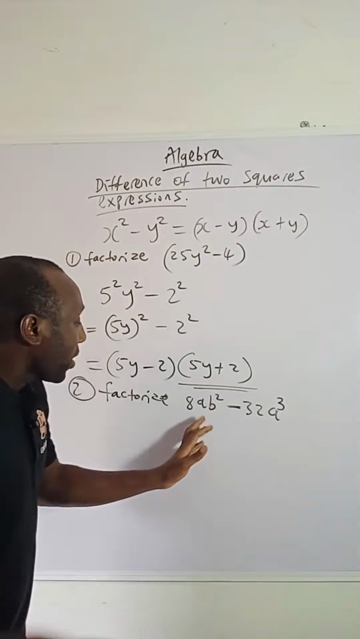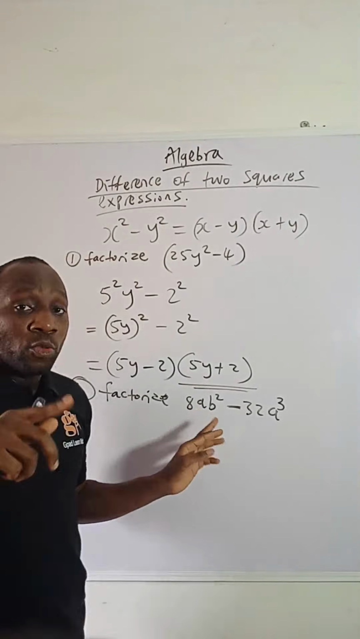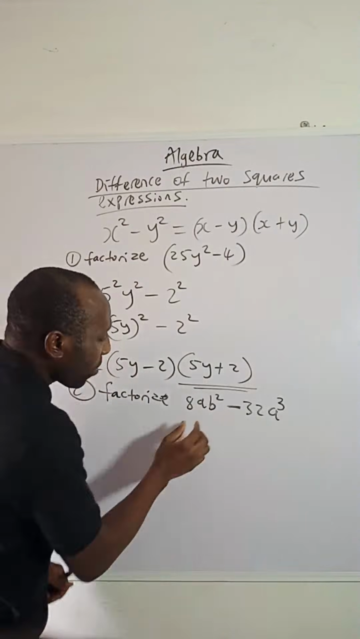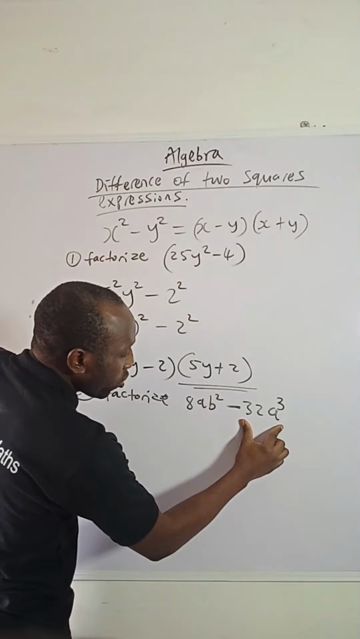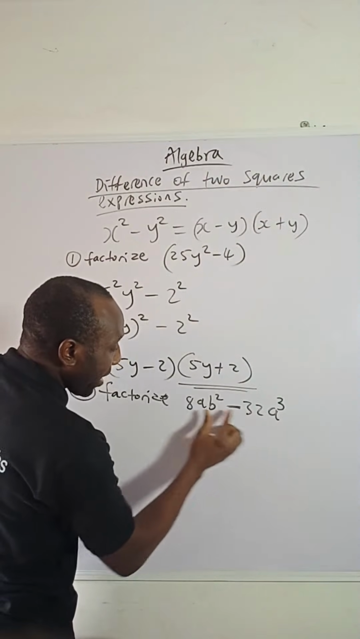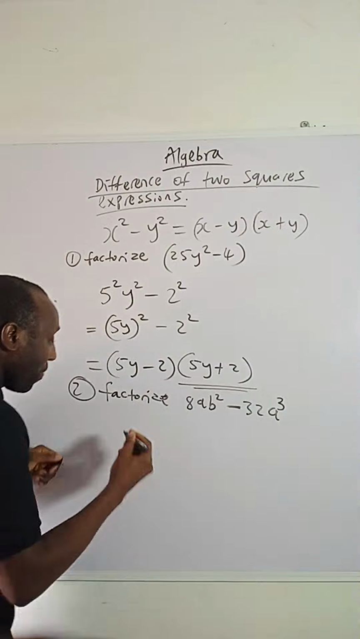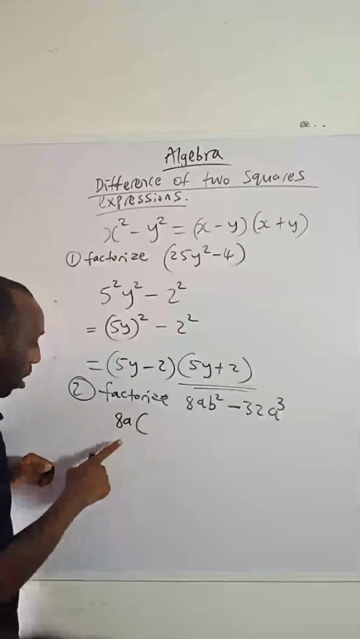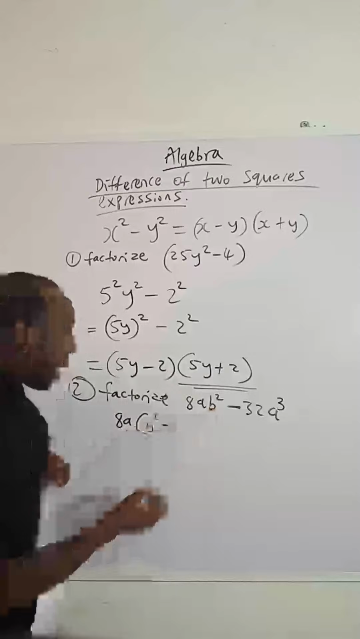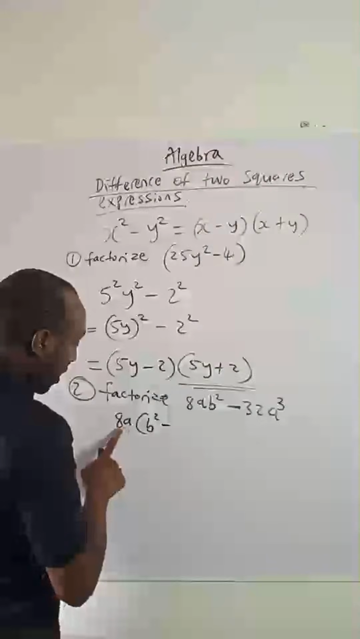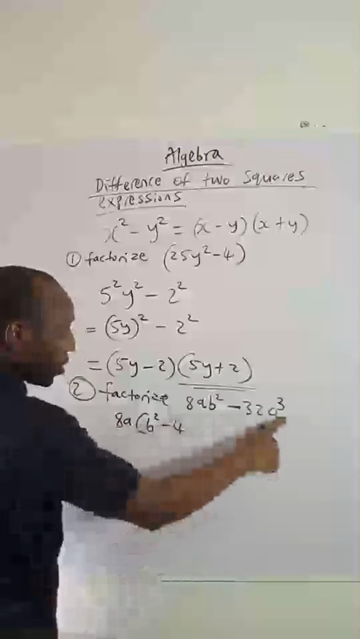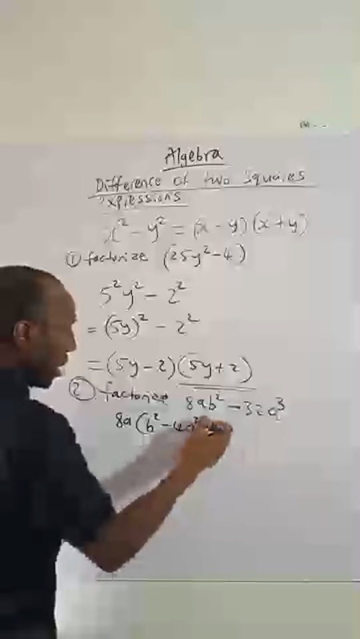We can write a as root a raised to 2, but we don't want to do that. We can factorize. What is common between 8ab squared and 32a raised to 3? 8a is common because we can get it from here and from here as well. So I'm going to factorize. You have 8a, open bracket. What is 8 into 8? A cancels a, so you have just b squared. Then 8 goes into 32, you have 4, and a goes into a cube, you have a squared.